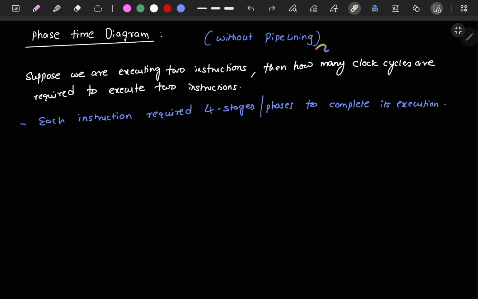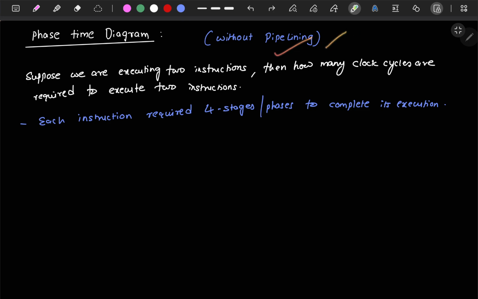So first we will see without pipelining. Suppose we are going to execute two instructions, and we want to see how many clock cycles will be required to execute those two instructions. How much time will be taken for the two instructions to complete? We already knew that each instruction requires 4 stages or phases to complete its execution. Keeping all this in mind, let's draw one phase time diagram. With this we will understand how it will work. I am drawing this phase time diagram considering that it is without pipelining.